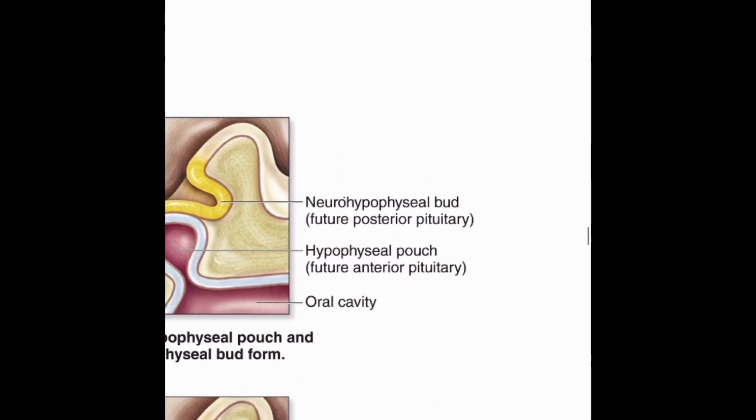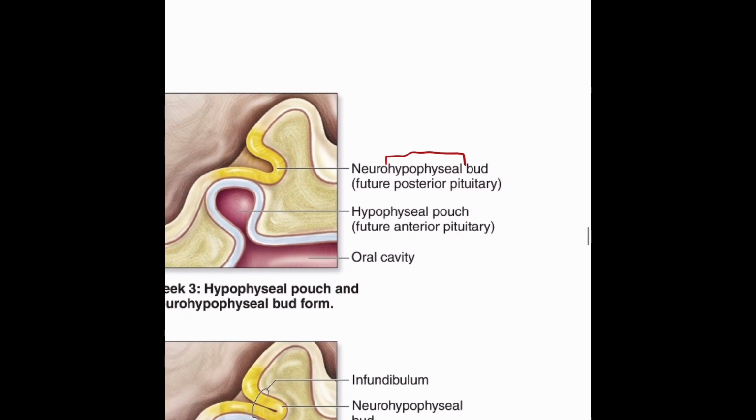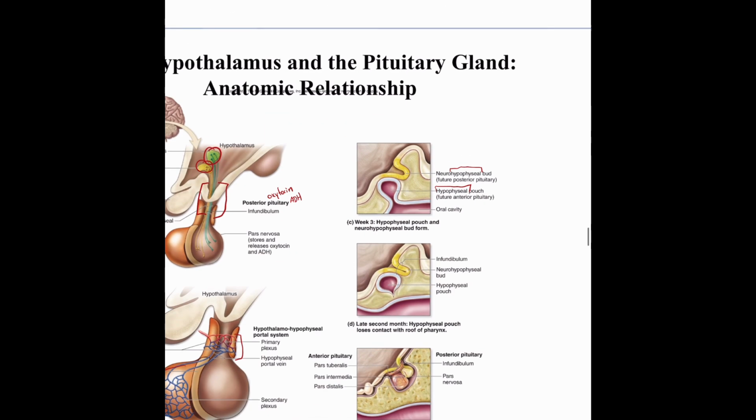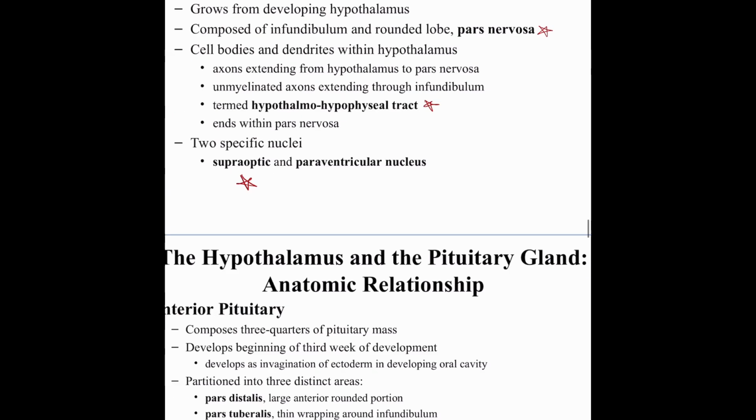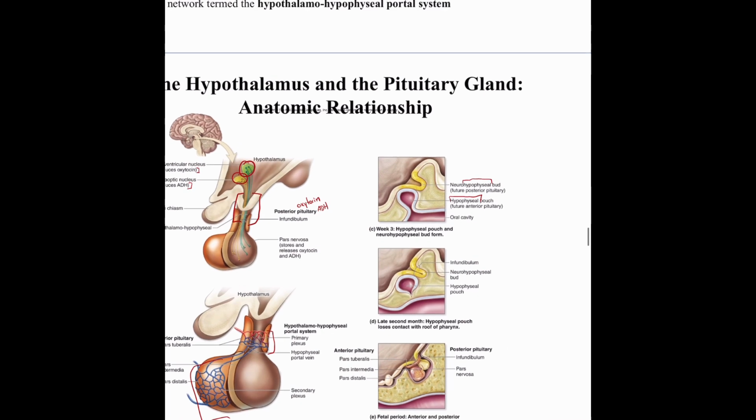The hypophyseal bud, and then the hypophyseal pouch. That's where the hypothalamo-hypophyseal name comes from, one being the tract and the other one being the portal system, right? Because one is a capillary blood network, and the other one is a neural network. So the tract is the neural one.